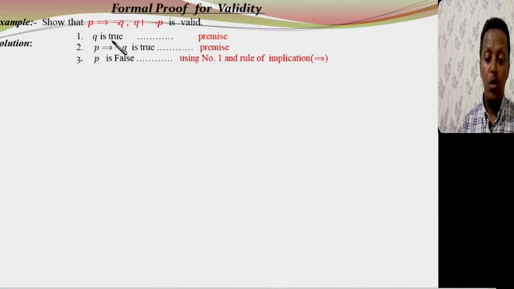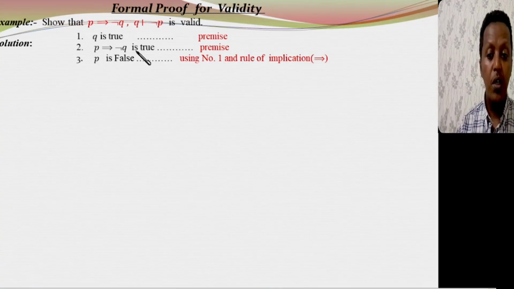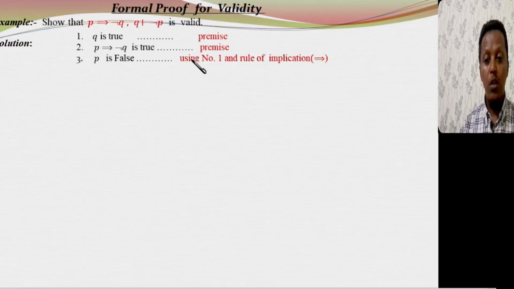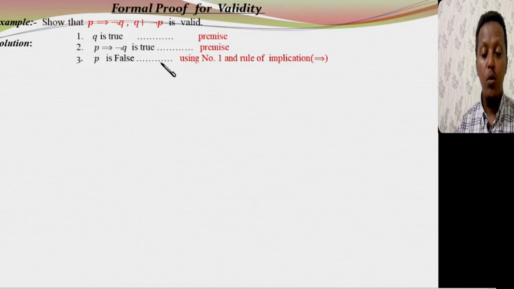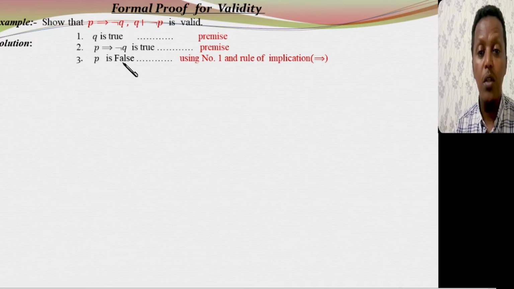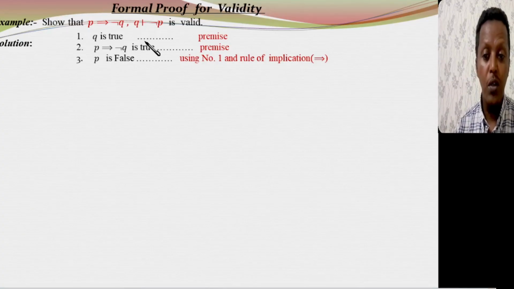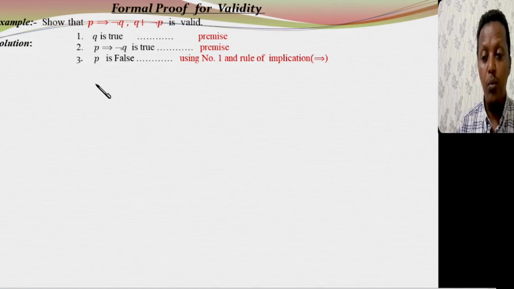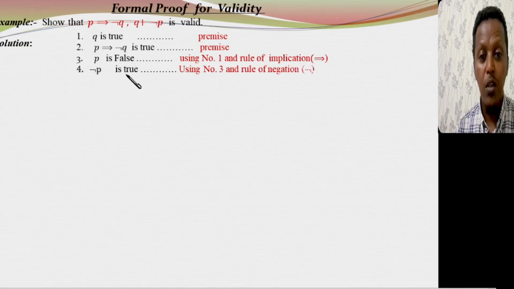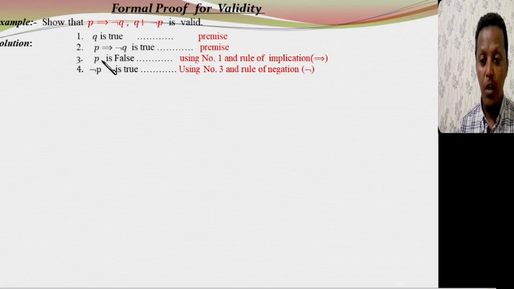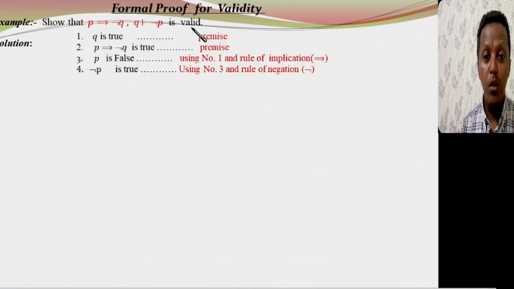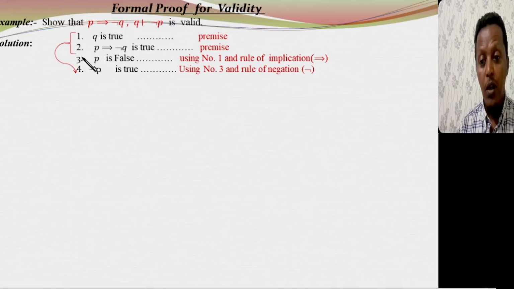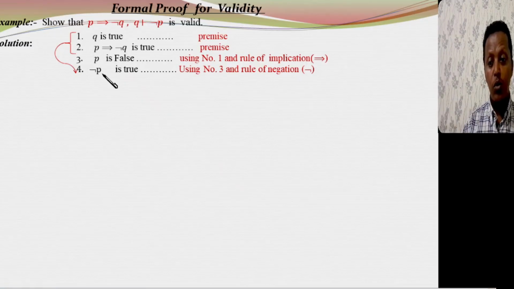So if you assume Q is true and P implies negation Q is true, that means based on our assumption and the rule of implication, P has to be false. So if P is false, we are looking for the conclusion negation P. So for sure, negation P is true. Using number 3 and the rule of negation, if P is false, the negation of P is true. So we proved that the given argument is a valid argument, because whenever the premises are true, the conclusion is also true.